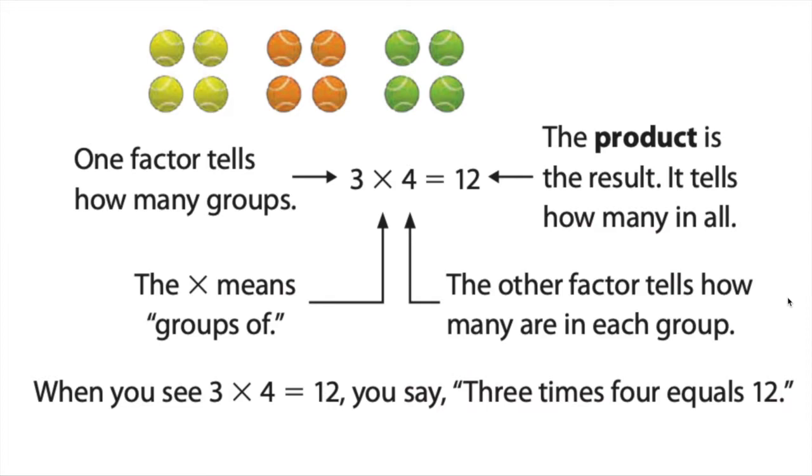Another important math word for multiplication is product. Product is the result, or the answer to a multiplication equation. The product tells how many in all. So when you see 3 times 4 equals 12, you say 3 times 4 equals 12. That's how you would read this equation. 2 factors multiplied together, and you get the product.